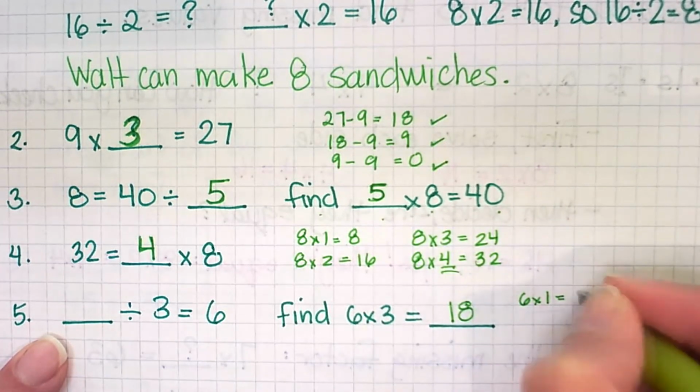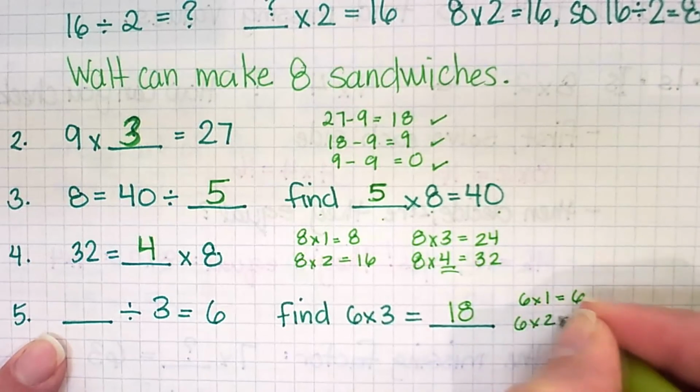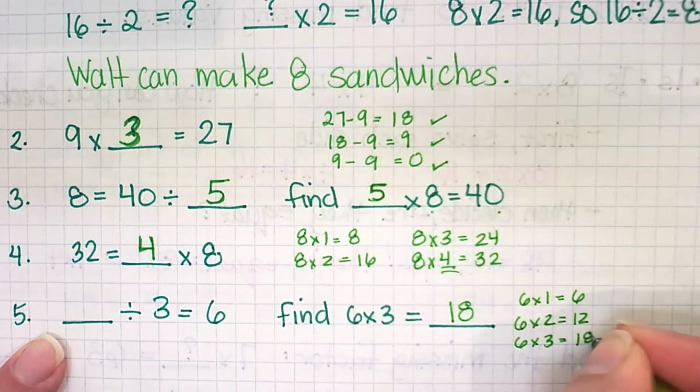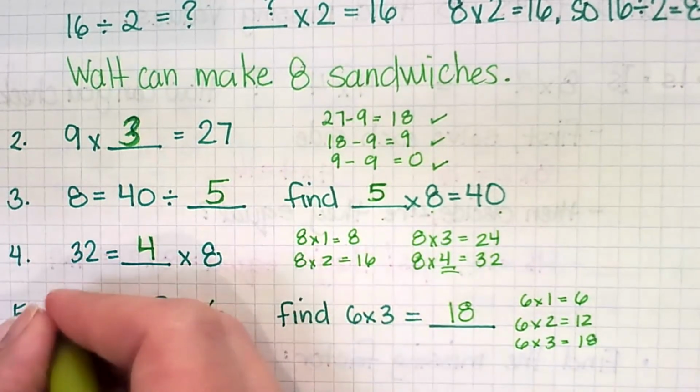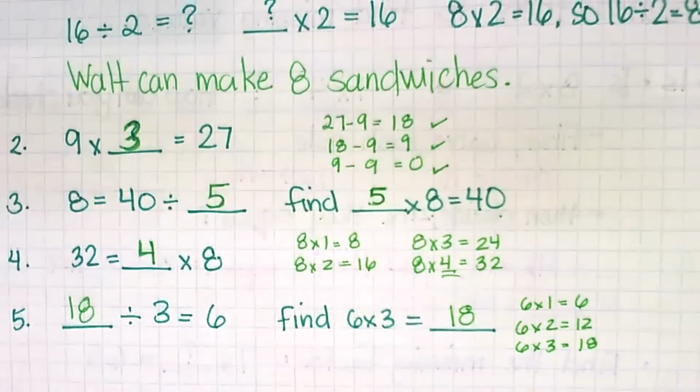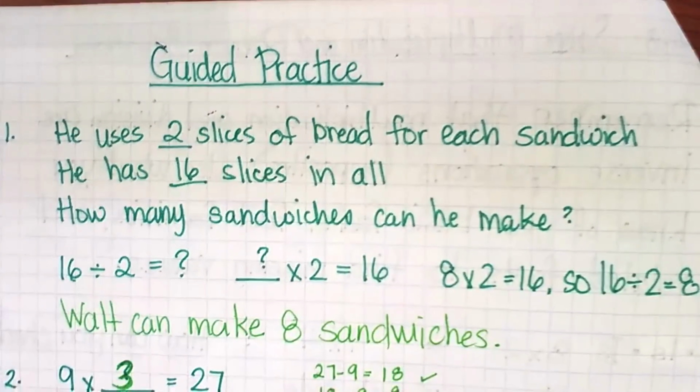So 6 times 1 is equal to 6. 6 times 2 is equal to 12. 6 times 3 is equal to 18. So that means 18 divided by 3 is equal to 6. That takes us to the end of our guided practice for this lesson.